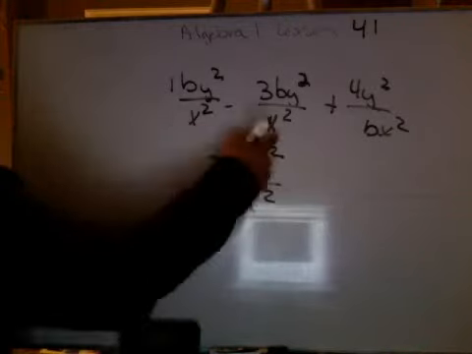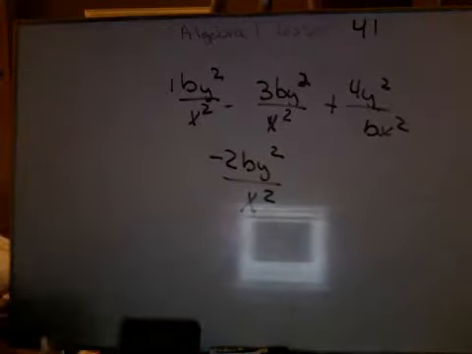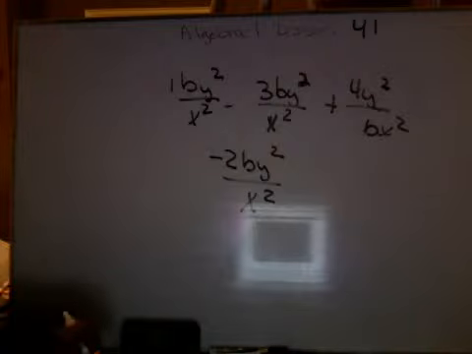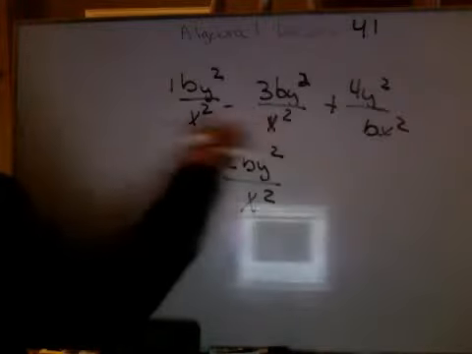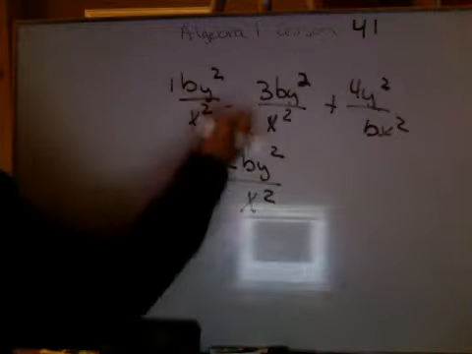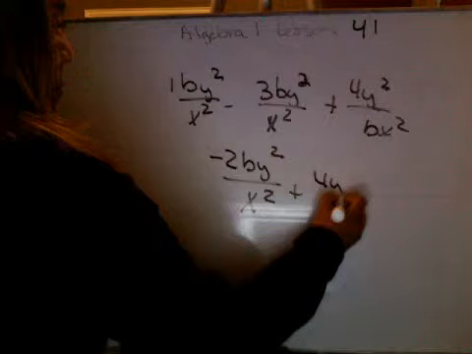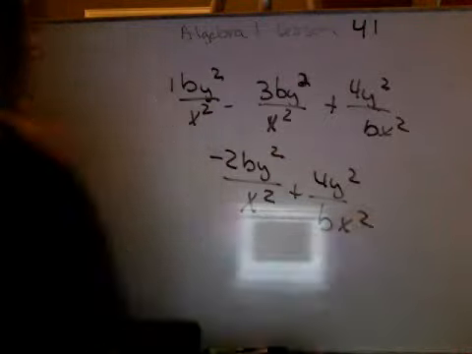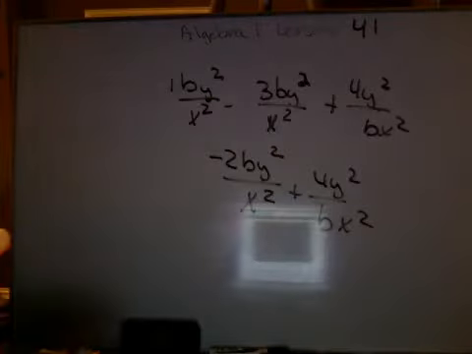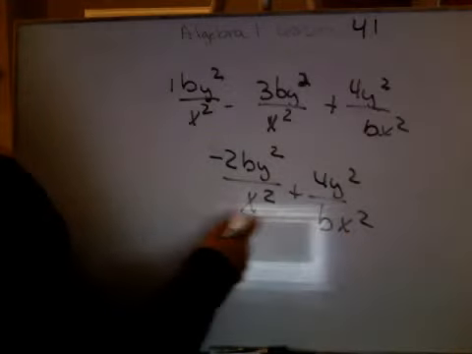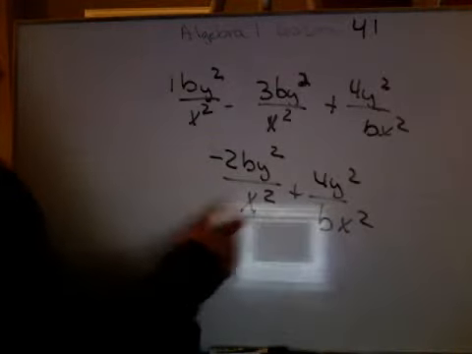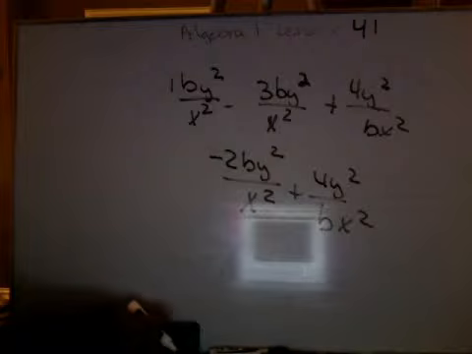Just like fractions, you don't add or multiply or do anything with the denominator when you're adding or subtracting fractions. If you have the same denominator, you simply combine the numerators and you keep the denominator. Plus 4y squared over bx squared. And that's as far as you can go because these two are not the same denominator. This has a b, this doesn't. So you're done. That's as far as you can go.